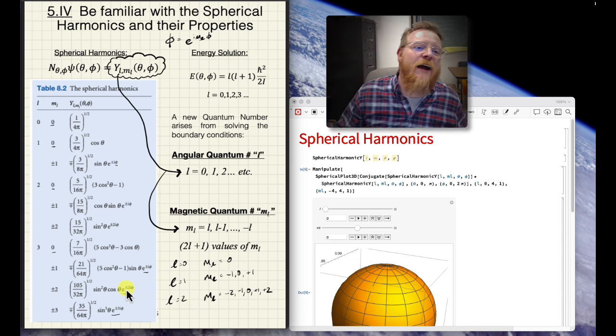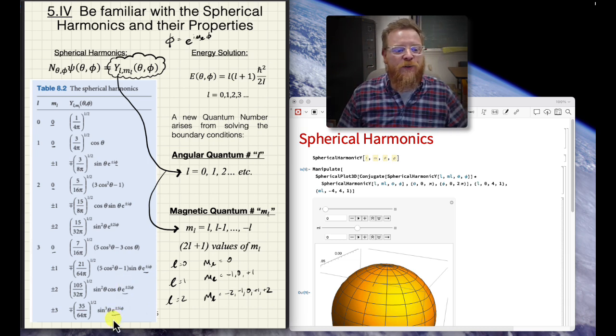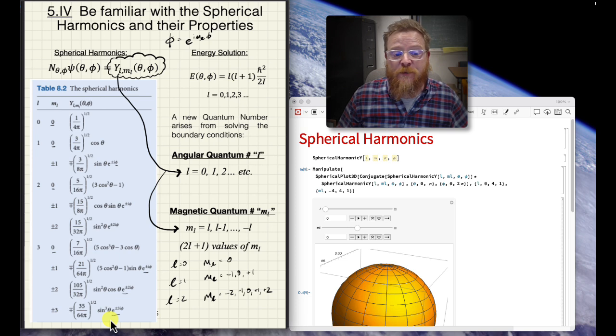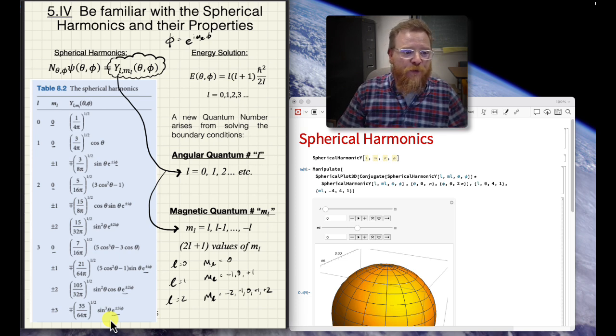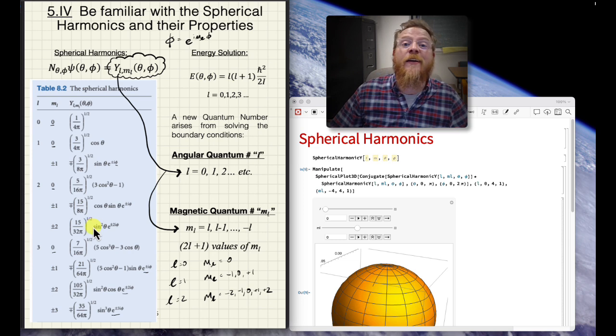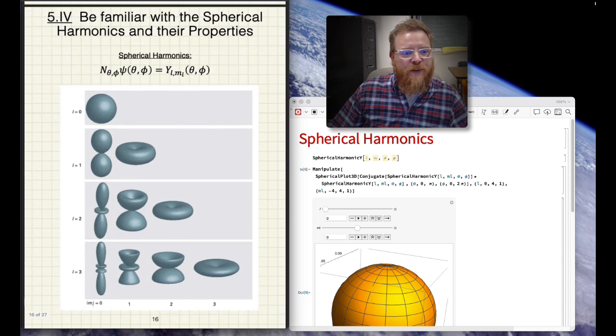So we can see it's not really that mysterious now where our solutions went. We've got the same solutions that we came up with before. We've just got this extra complication with our dependency on theta. So what do these all look like?